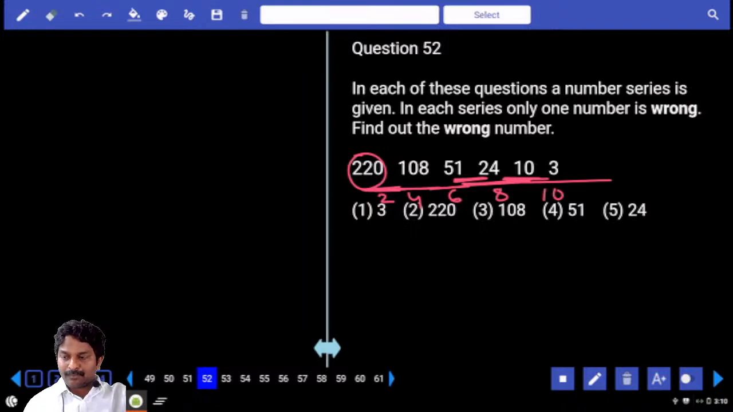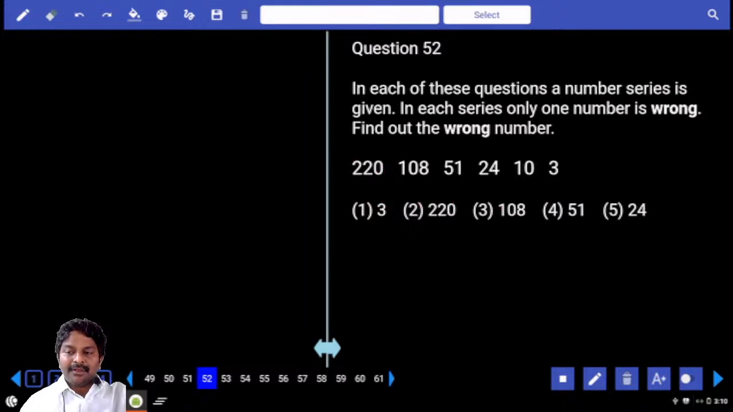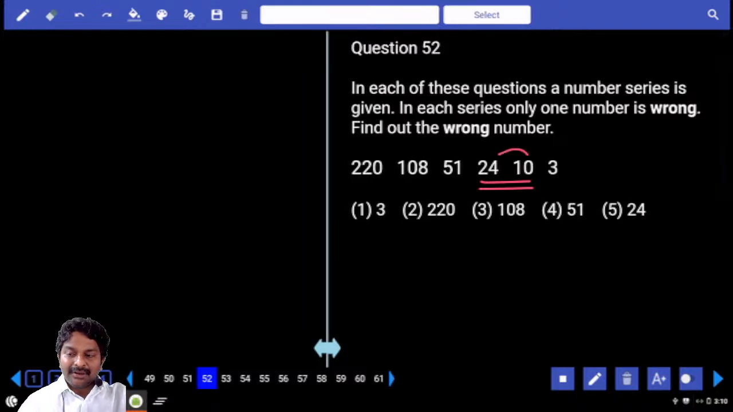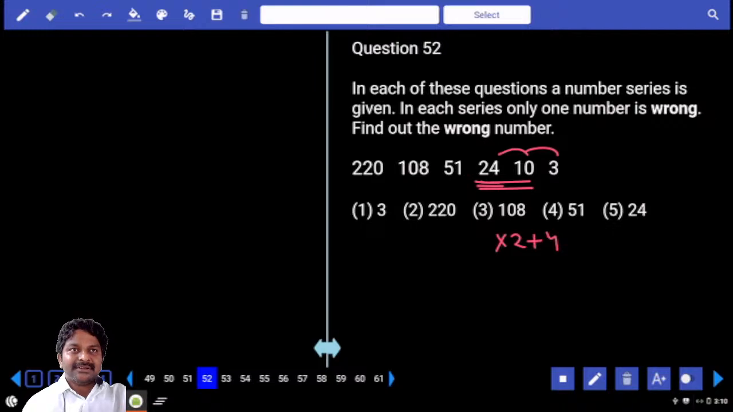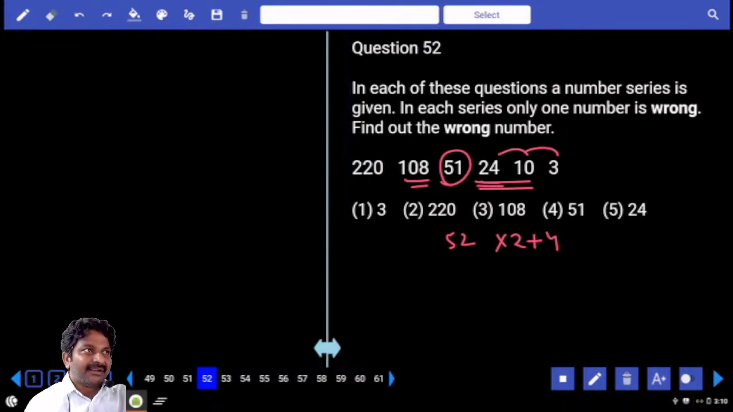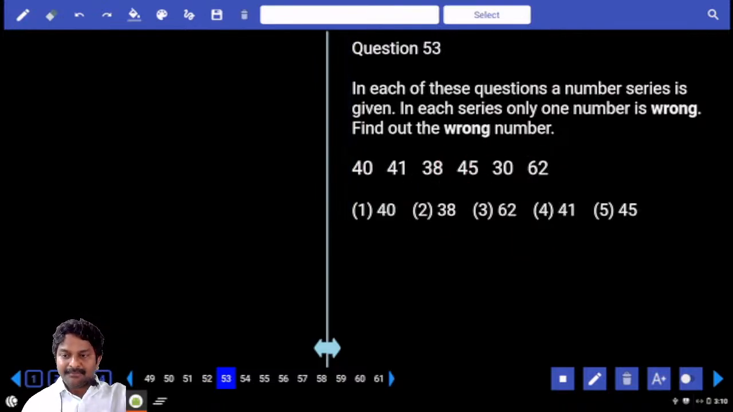Right, next. If you observe here, probably you will understand. 10 and 24 into 2 plus 4, correct? Last to last but 1 into 2 plus 4. Is it satisfying? Yes. 24 2 times 48 plus 4, 52 has to be there. Let's verify also. 52 2 times 104 plus 4, 108. Satisfied. So the wrong one is 51.